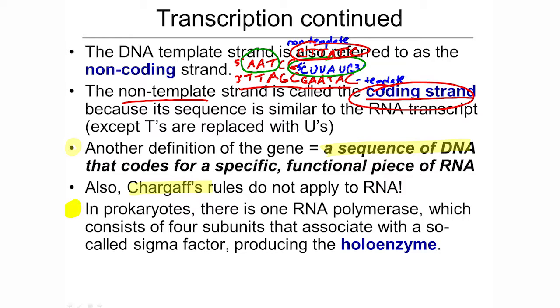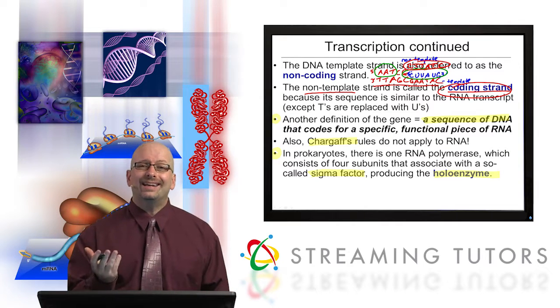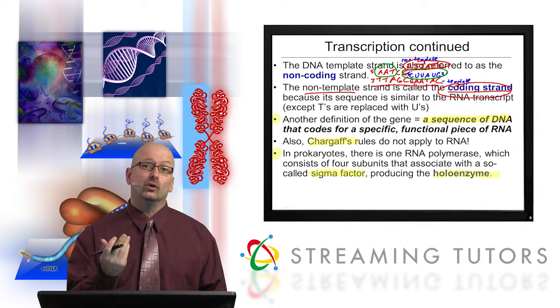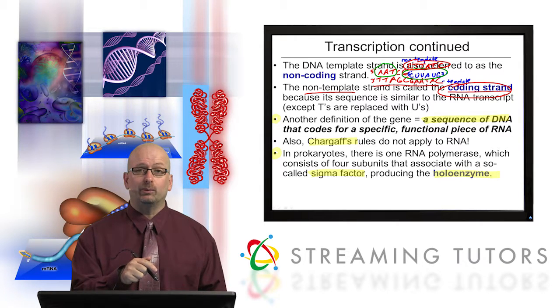Now, in bacteria and prokaryotes, there is one RNA polymerase. It consists of 4 subunits that associate with another subunit called the sigma factor. The sigma factor does something special and produces the holoenzyme. We're not getting deeply into this. Your class may or may not. But remember when we had the DNA polymerases, we said that a lot of times there were multiple polypeptides involved.